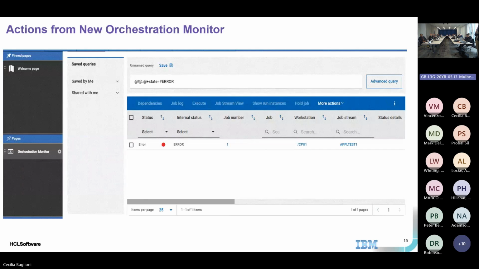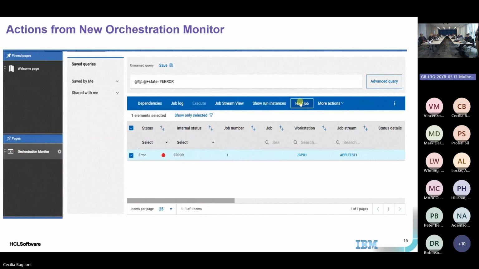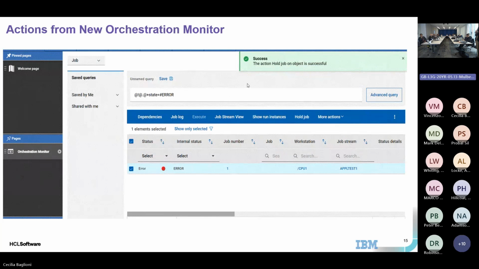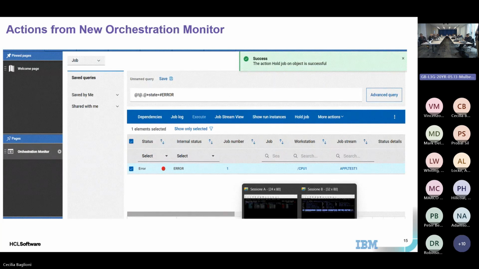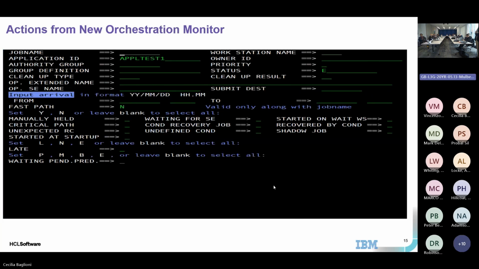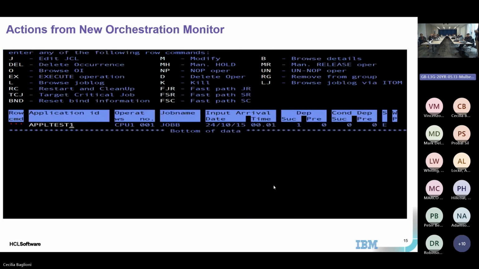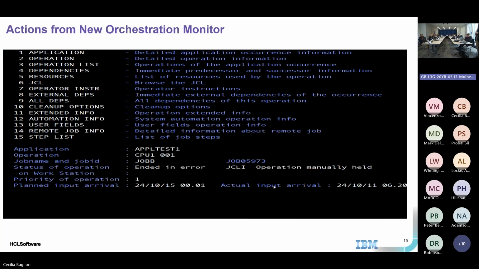Now we can go on the new orchestration monitor. We can select the object. We can click on the hold job button. And after a few seconds, we can see the successful status of the request. If we go back on the ISPF, we can see that now the job is in error, but is held.